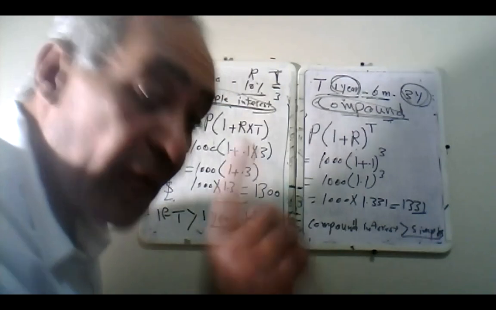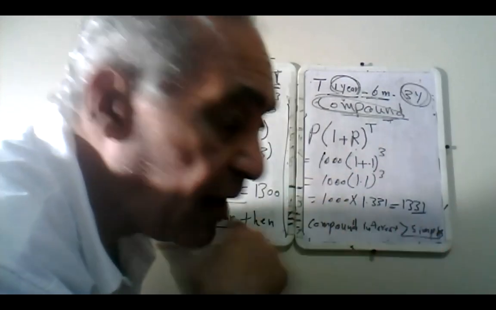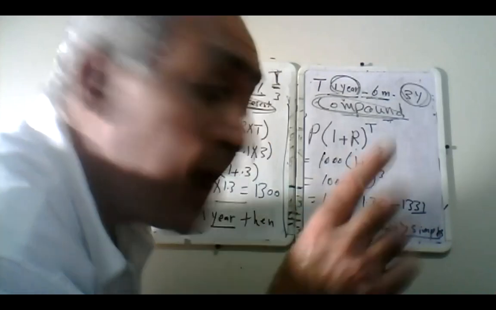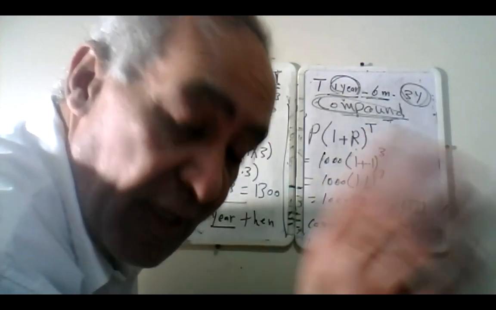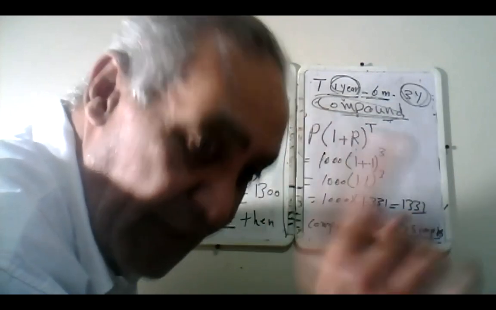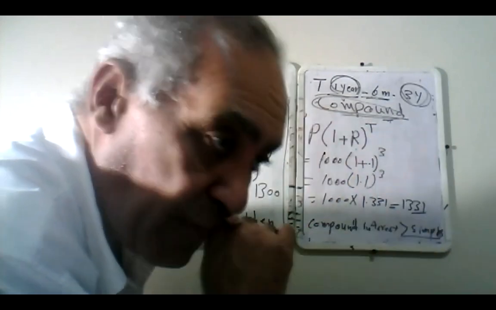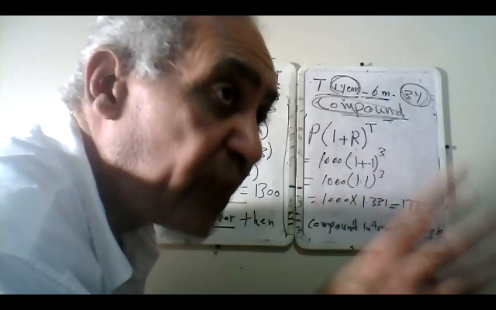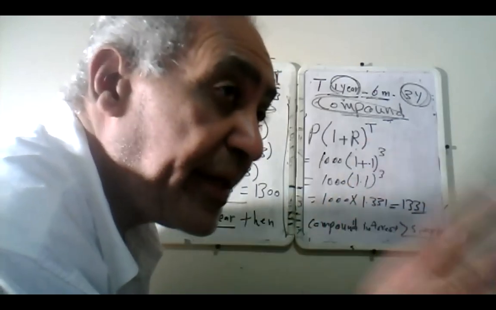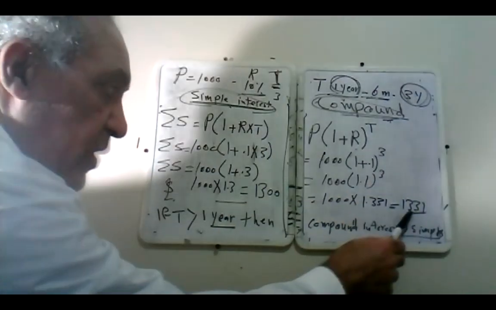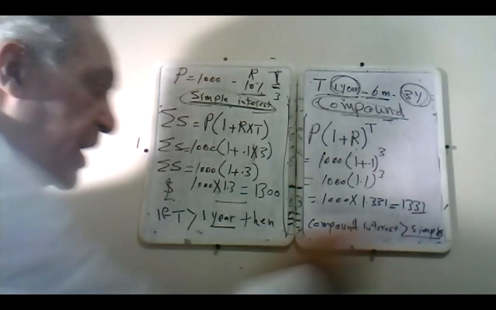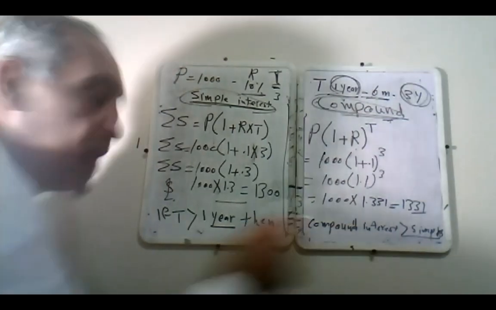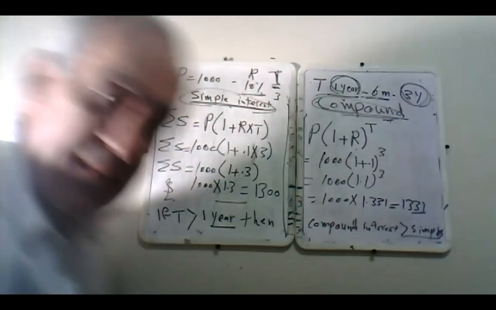If the period of time was 1 year, both are the same, like we saw in this example. If the period of time was less than 1 year, then the simple interest will be more than the compound interest. If the period of time is more than 1 year, then the compound interest, like here, 1,331, is greater, and the simple is 1,300. So the compound interest would be greater than the simple interest.